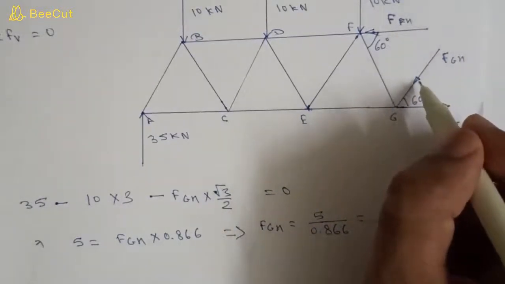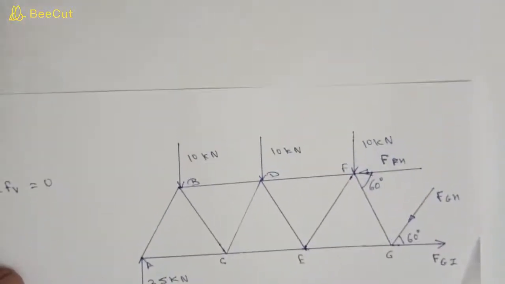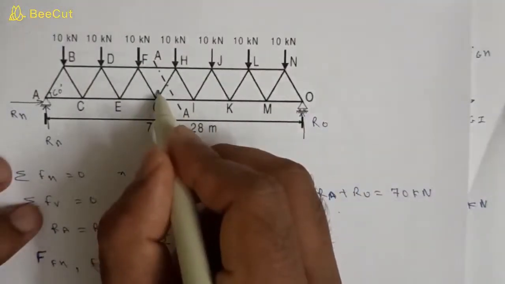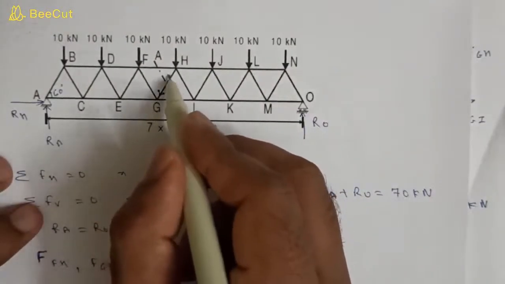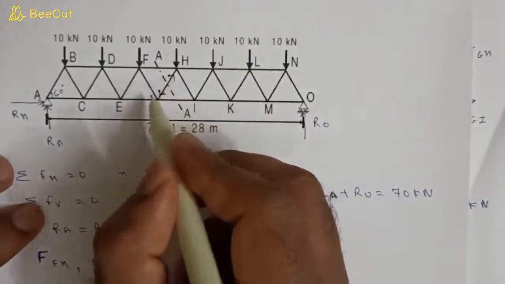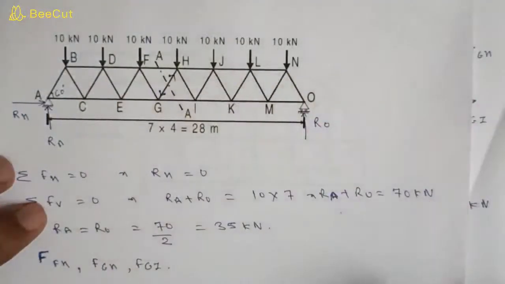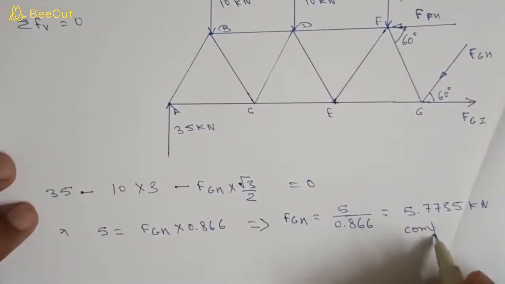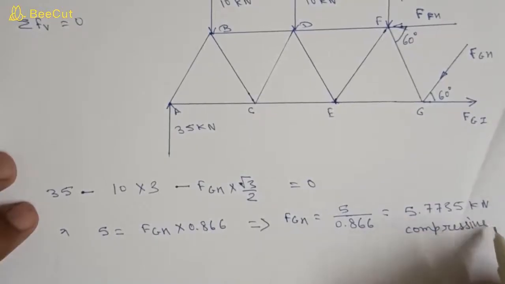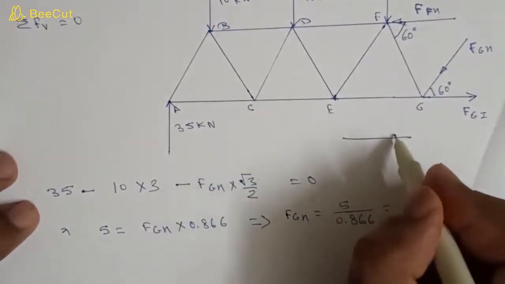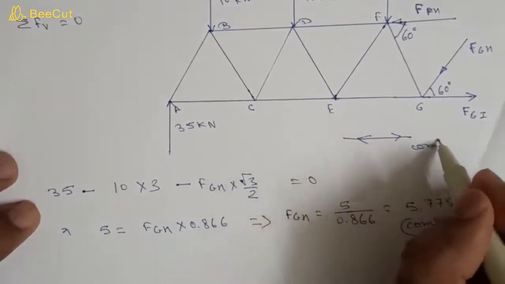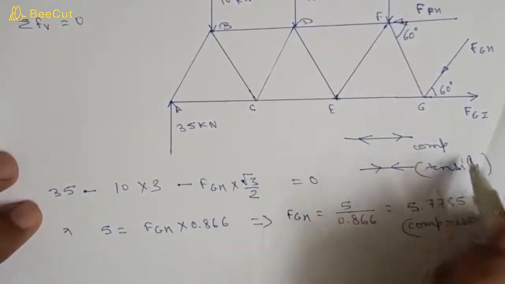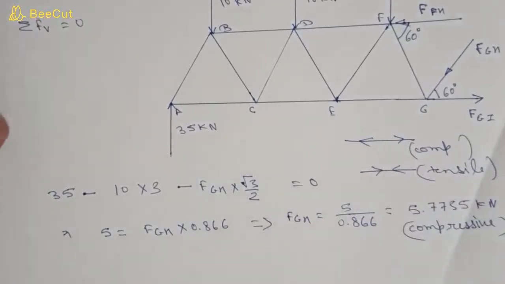And you can see that at joint G, from this figure, it is in this direction, so at joint H it will be in this direction, so it is an outward force, so it will be a compressive force. You have to remember, if the internal force is like this, then it is compressive, and if the internal force is like this, then it is tensile. Okay, so we have found one force.